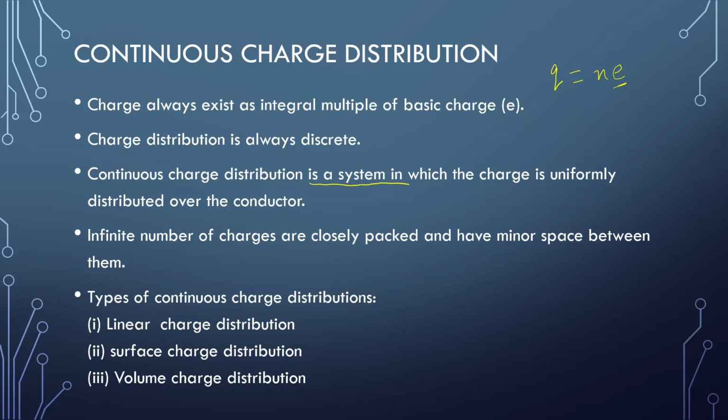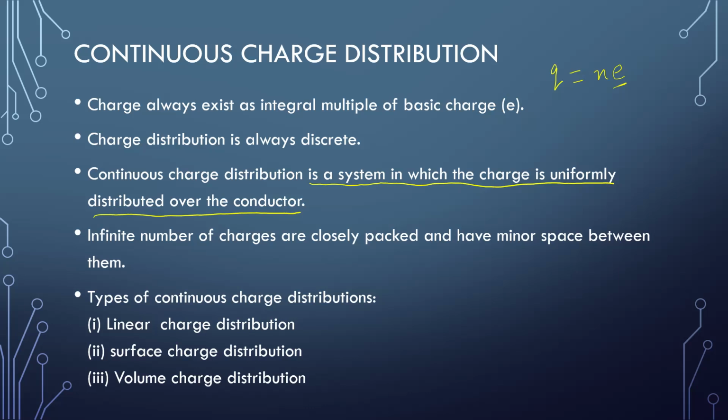Continuous charge distribution is actually a system in which the charge is uniformly distributed over the conductor. Now, what do we understand by uniform distribution of charge over the conductor? It means that the charges which are present over the conductor are infinite in number and they have very small space between them, which means to say that the charges are so closely packed that we consider their distribution to be continuous.